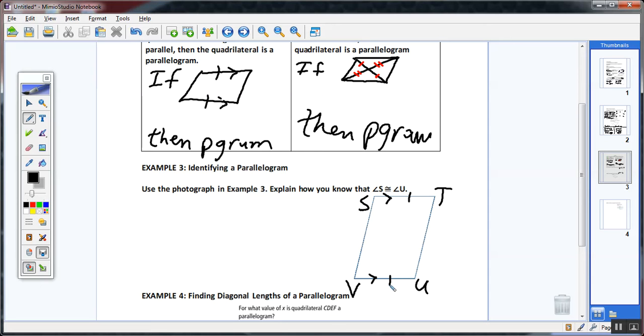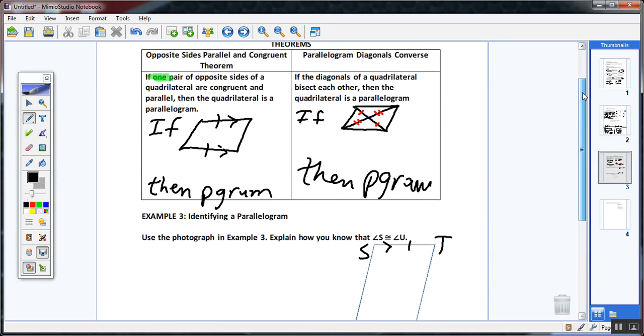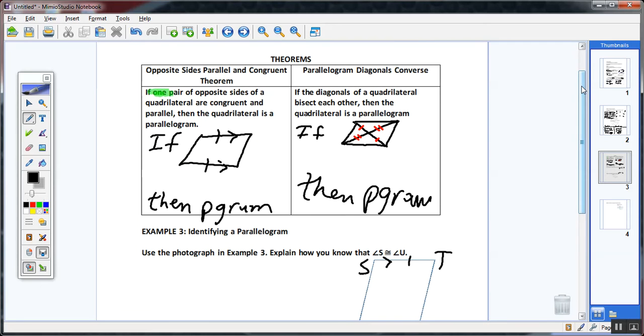Okay, what do you guys think? What could I use to prove this is a parallelogram? Is this like the one on the left or the one on the right up here in our theorems? Opposite sides parallel and congruent. Okay, is that what it's called? I didn't give an abbreviation for that, did I? Should we call it OSPC? Should we call it the opposite sides parallel and congruent theorem? Yes. OSPCT?